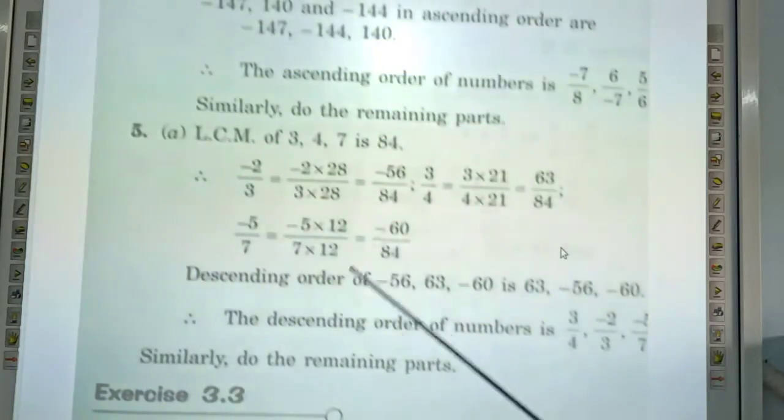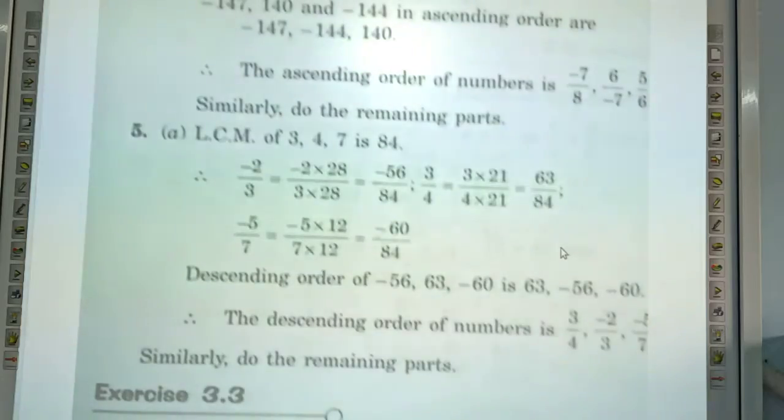So we will replace them by their original given rational numbers, and when they are replaced, then we get the given rational numbers in descending order as 3 upon 4, greatest of all, then smaller than it is minus 2 upon 3, and then smallest of all of them is minus 5 upon 7. And in the same way, you have to do the remaining parts of this question also.